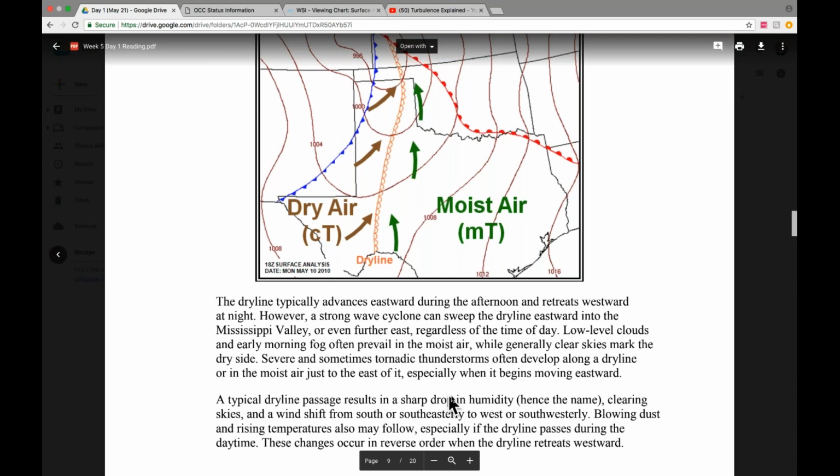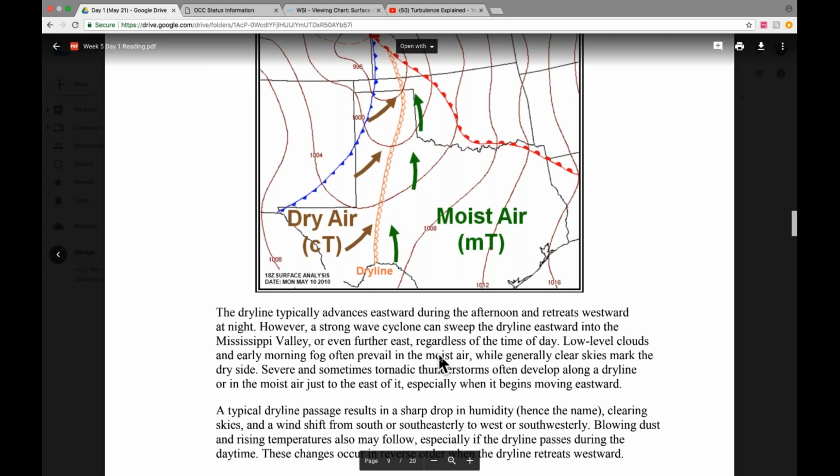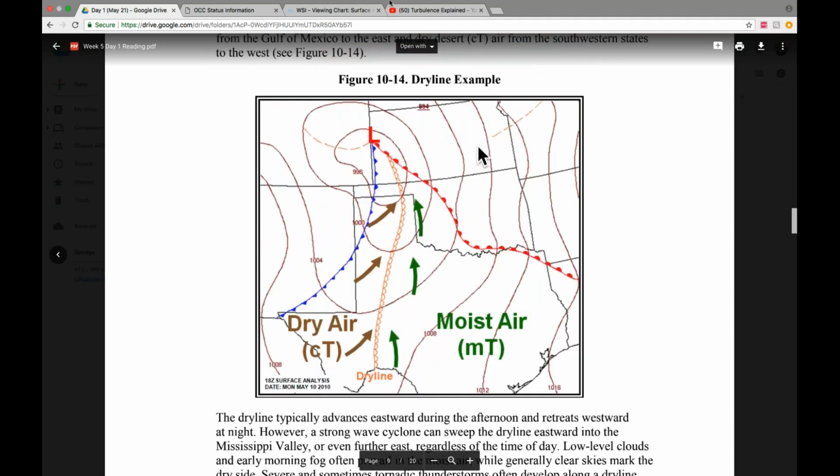Typical dry line passage results in a sharp drop in humidity, clearing the skies, and wind shift from the south or southeasterly to a west or west southwesterly. Blowing dust and rising temperatures also may follow, especially if the dry line passes during the daytime. These changes occur in reverse order when the dry line retreats westward.